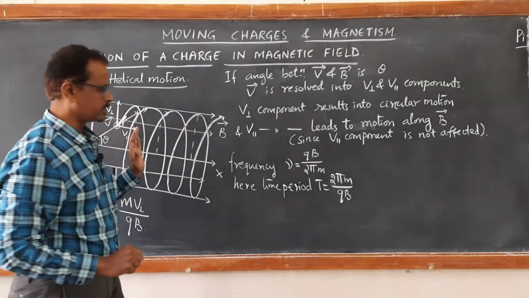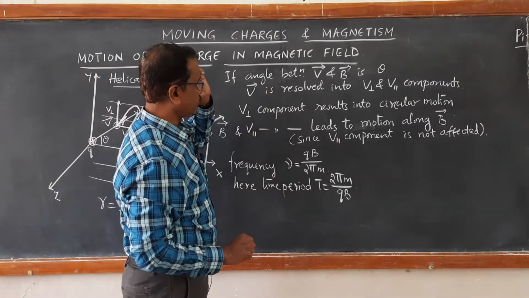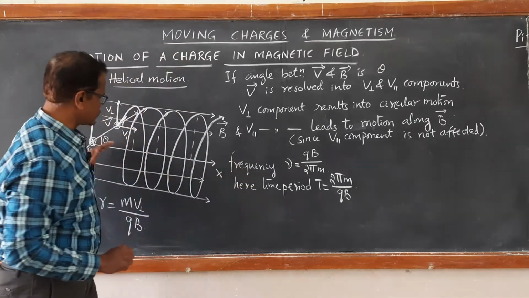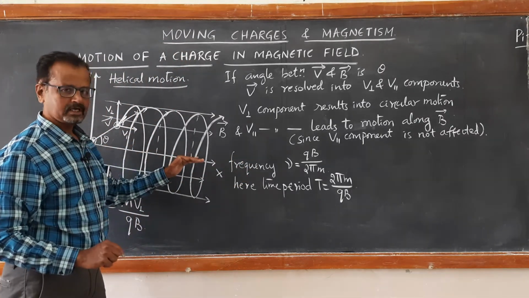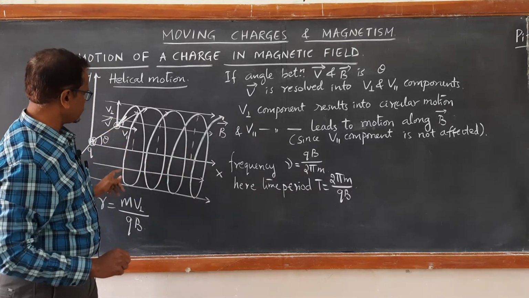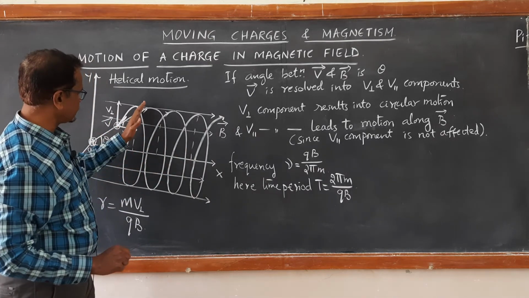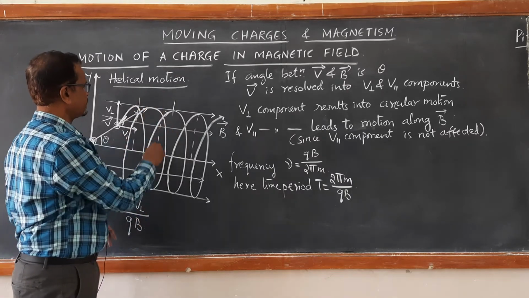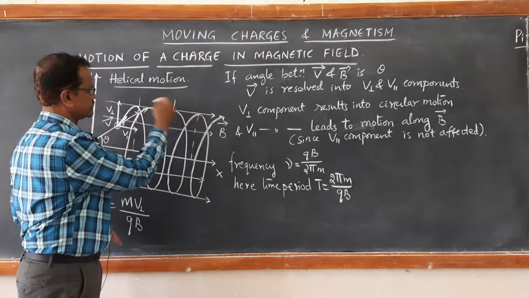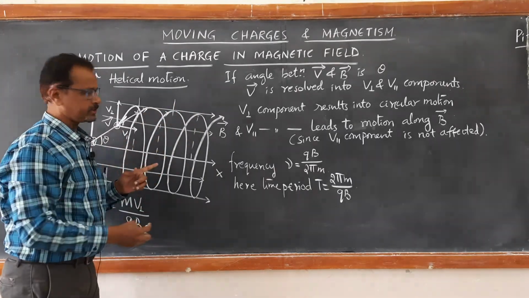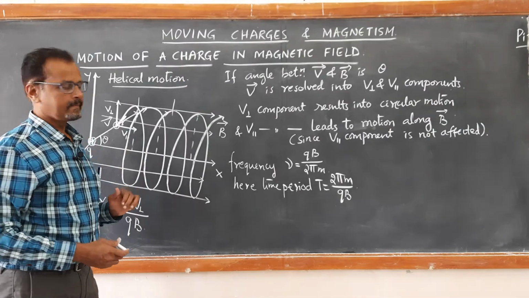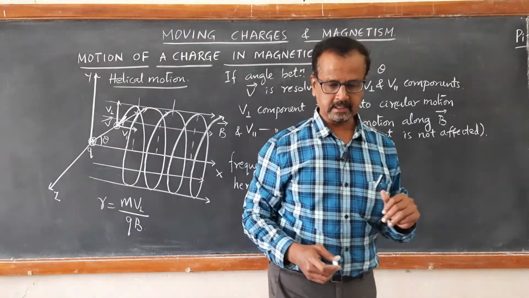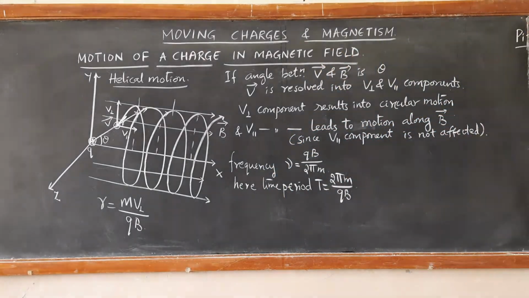Now the pitch is calculated as the lateral or horizontal distance covered by the charged particle in one complete revolution. When it covers one complete revolution, you can take between this and this. What is the distance covered between two successive circular motions? That gives us the pitch. So pitch can be calculated as the horizontal distance covered in one complete revolution.